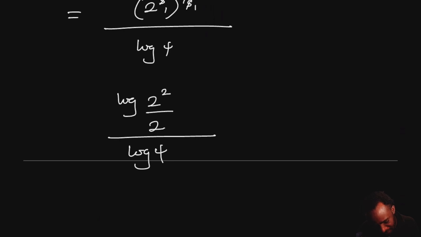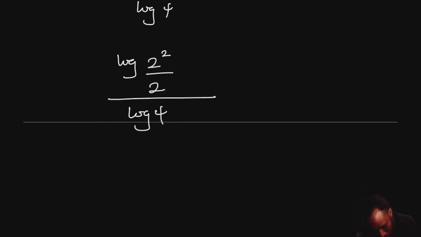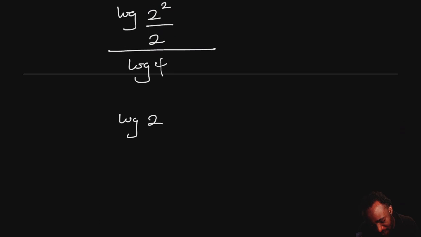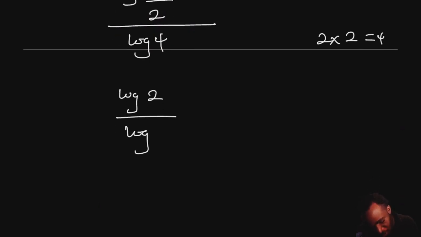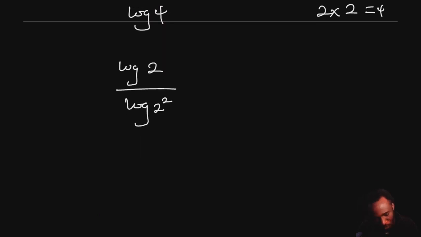Now, let's further simplify this. According to the division law of indices, we can further simplify this over here to log 2, because 2 minus 1, they have the same base. We divide and we subtract the exponents. So log 2 over log 4. And 4 can be written as 2 raised to the power 2, because you can multiply 2 by itself 2 times to get 4. So log 4 becomes log of 2 raised to the power 2. Now, how do we solve this without inputting it into the calculator?